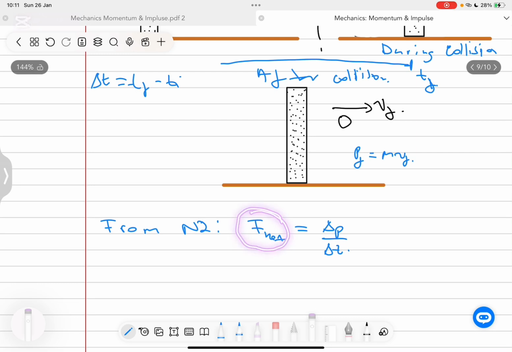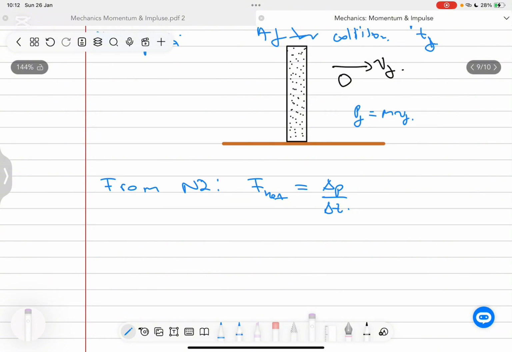Now, this force, yes, we have to understand that it's an average force, as I've explained. At this stage, what I can do is multiply both sides by the change in time. So that on this side, the change in time and the change in time cancel each other, and I'm left with the change in momentum. And I'm going to have the net force multiplied by the change in time, which is equal to the change in momentum.